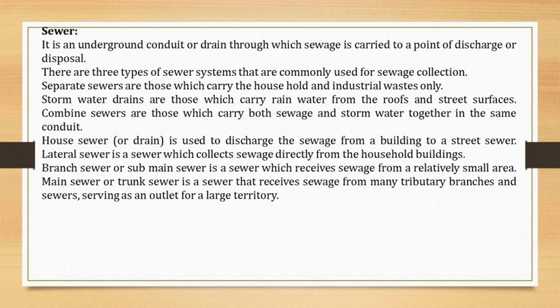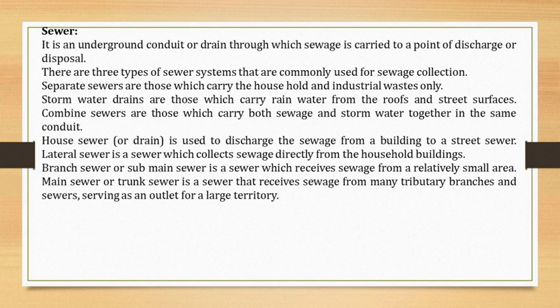So for the transportation of domestic sewage, we use a separate sewer, and for the transportation of industrial waste, we use a separate sewer. So as the name indicates, separate sewer: a separate sewer for the transportation of industrial waste and a separate sewer for the transportation of domestic waste.